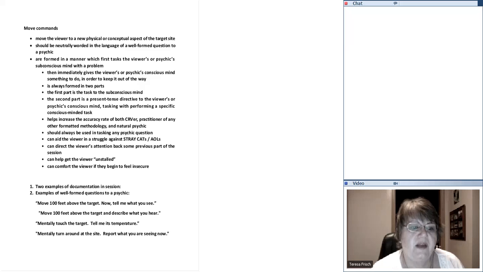Okay, move commands have been shown to increase the accuracy rate of pretty much any methodology as well as natural psychic. They should always be used in tasking any question. They can aid the viewer in their struggle against AOLs and straight paths. They can direct the viewer's attention back to some previous part of the session. They can help get the viewer unstalled. They can comfort the viewer if they begin to feel insecure.